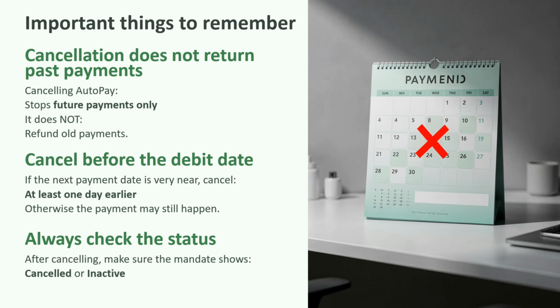Now we will see important things to remember. First one, cancellation does not return past payments. Cancelling autopay stops future payments only. It does not refund old payments. Second one, cancel before the debit date. If the next payment date is very near, cancel at least one day earlier. Otherwise, the payment may still happen.